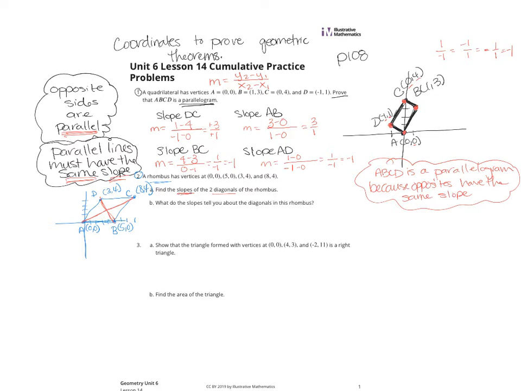Because I need more room, I'm actually going to write A in this area down here. So I need to find the slope of the diagonals. I need to find the slope of BD. That's one of my diagonals. I also need to find then the slope of AC. That's my other diagonal. Just like up above, I'm going to use the slope formula. My slope formula is the difference in my y values over the difference in my x values. So let's go find BD.